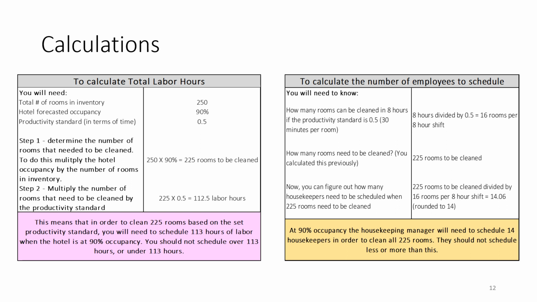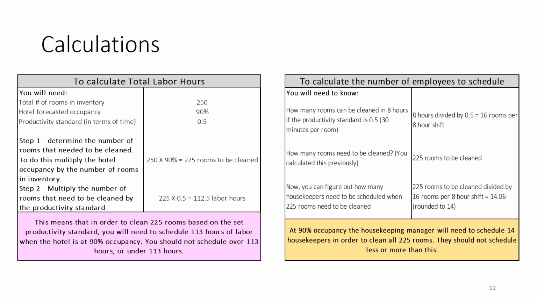This is just an example given. So for our hotel, we need to know how many rooms the hotel has, how many total rooms in inventory. So we have 250. The day that we're scheduling for, the hotel's occupancy is forecasted to be 90%. And our productivity standard in terms of time is 0.5, which is 30 minutes.